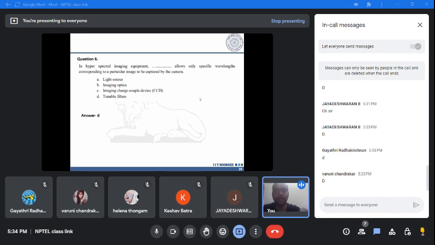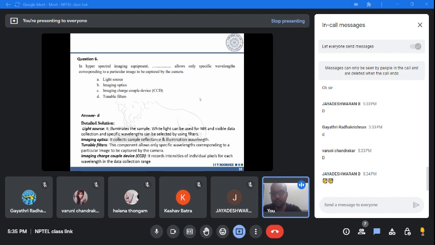You know that it allows. So what will be the one that allows? Light source cannot allow. Imaging optics cannot allow. The filter will filter the specific wavelength. So by this you can check the word meaning. What can be the filter for this specific wavelength? That will be tunable filters. By this you can tell what will be the correct answer.